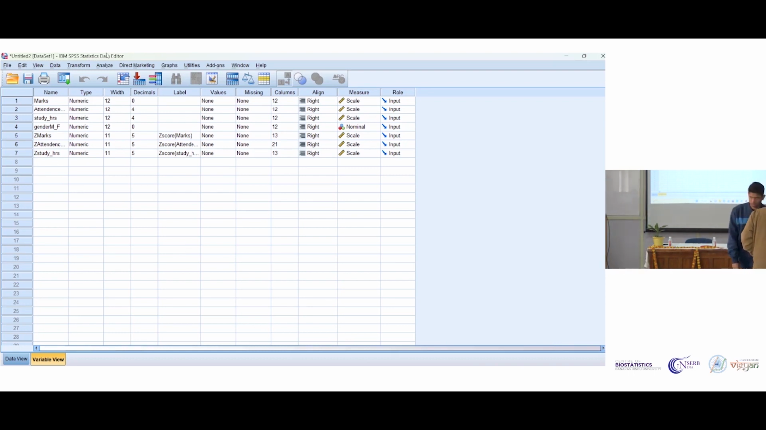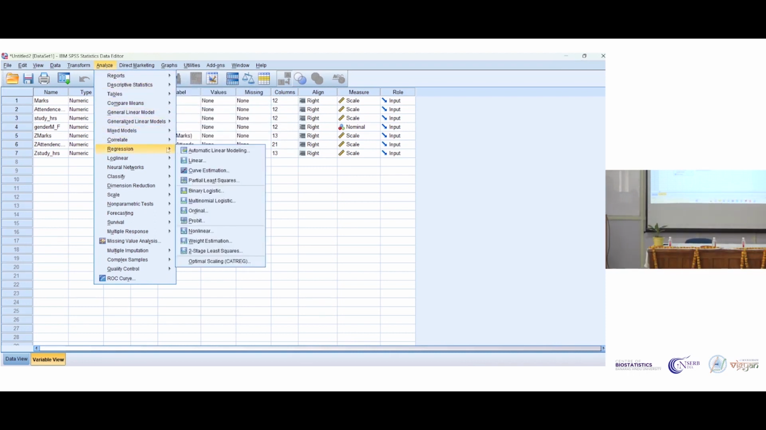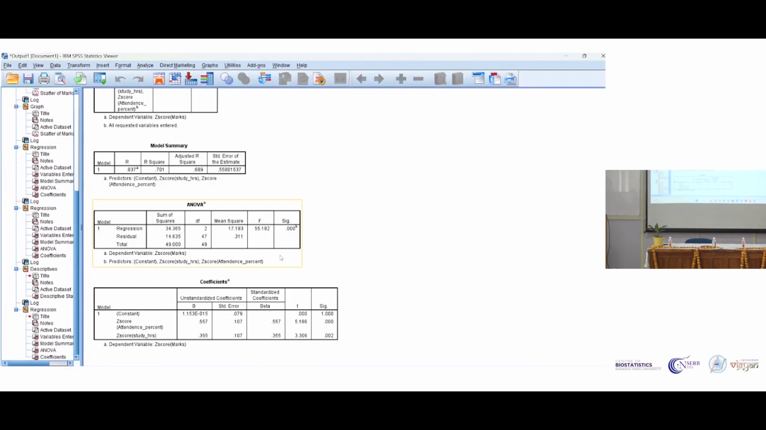So, analyze and then regression and then linear. And reset all previous. Okay? Now, which variable we bring? Z marks. And remaining 2 as independent. Okay? And then click OK.